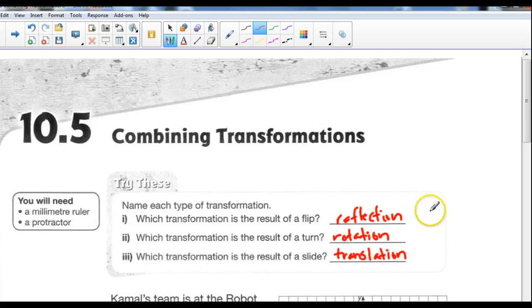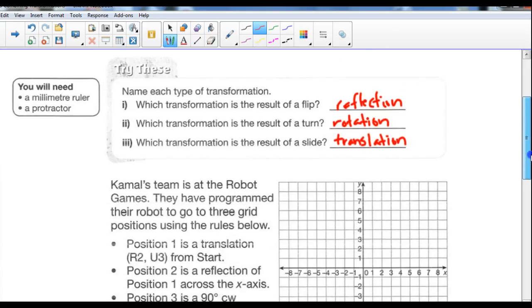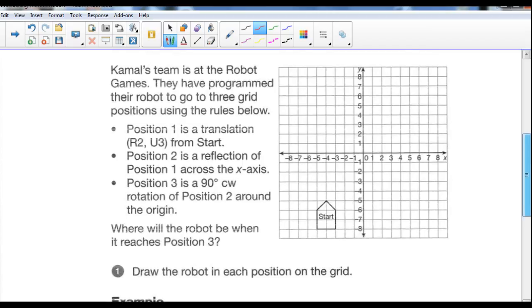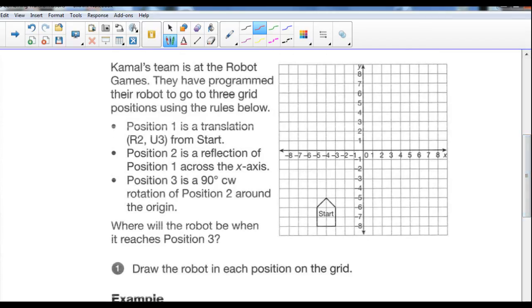Okay, so we have a flip, turn, and a slide. Kamel's team is in the robot games. They have programmed their robot to go to 3 grid positions using the rules below. So position 1 is a translation. So we're going to translate it. We're going to slide it. It's going to go right 2 and up 3.